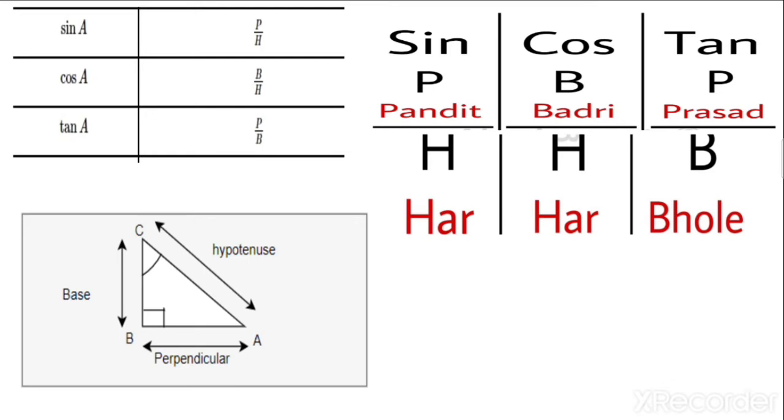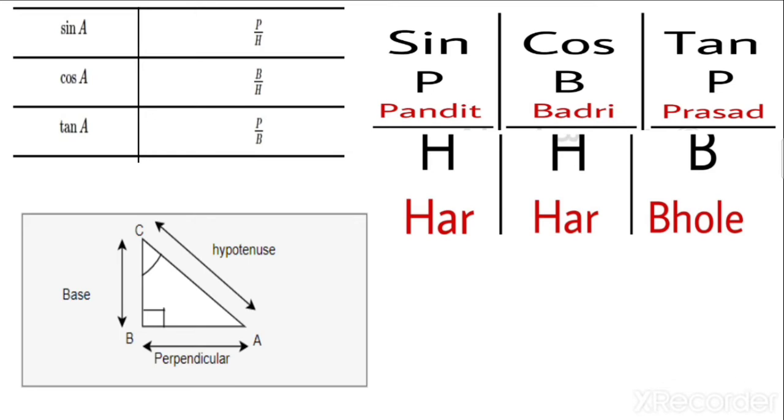Cos is what? B by H. Tan is what? P by B. So if we write sine, P by H, cos, B by H, tan, P by B. Taking the first letters: perpendicular, P for Pandit; base, B for Badri; tan, perpendicular, the numerator one, Prashad, P. Then the denominator, hypotenuse, H, Har.